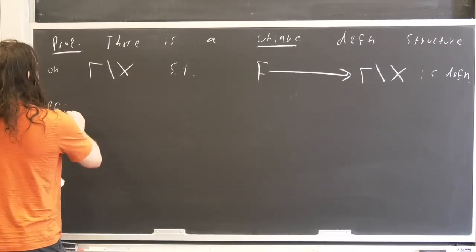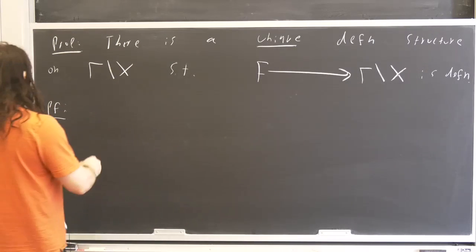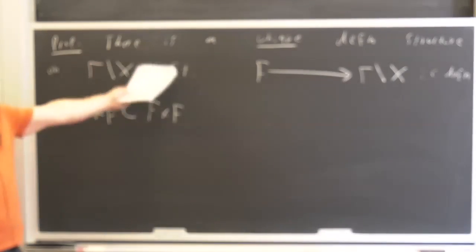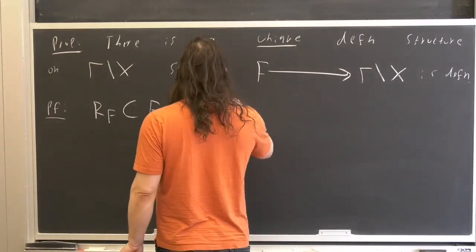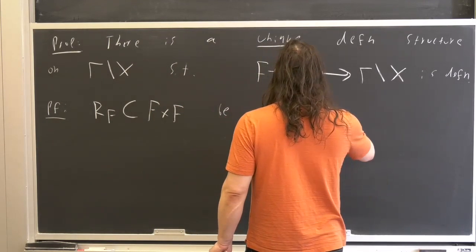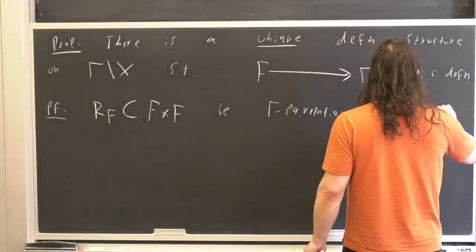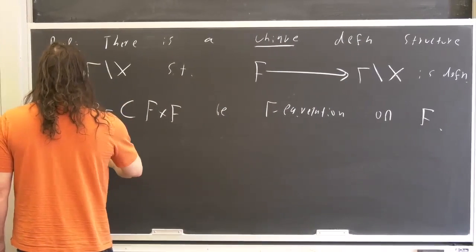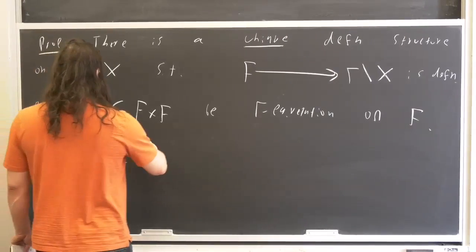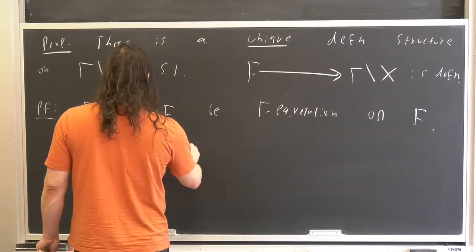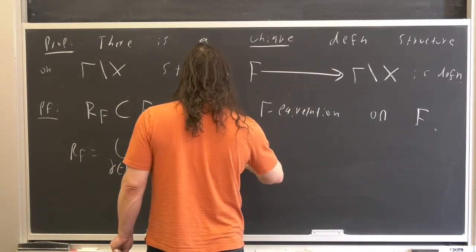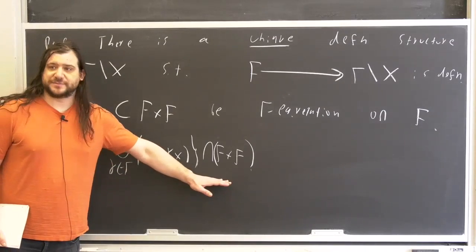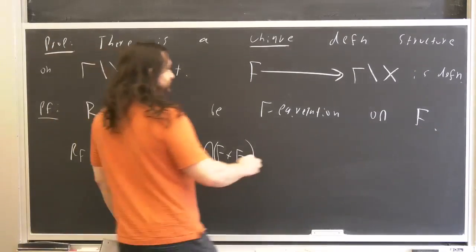So why is this true? I'll give a sketch. So let R sub F inside F cross F be the equivalence relation restricted to F, the gamma equivalence relation on F. Then what is R sub F? Well, R sub F is the union over all gammas of the set x, gamma x intersect F cross F. So because of property 2 here, we have that this is definable because it's only a finite union. Each individual term here is fine. So this is definable.